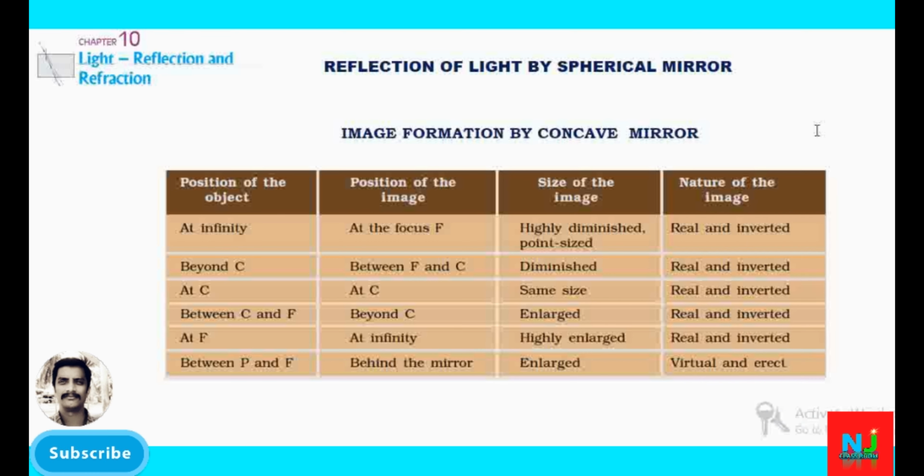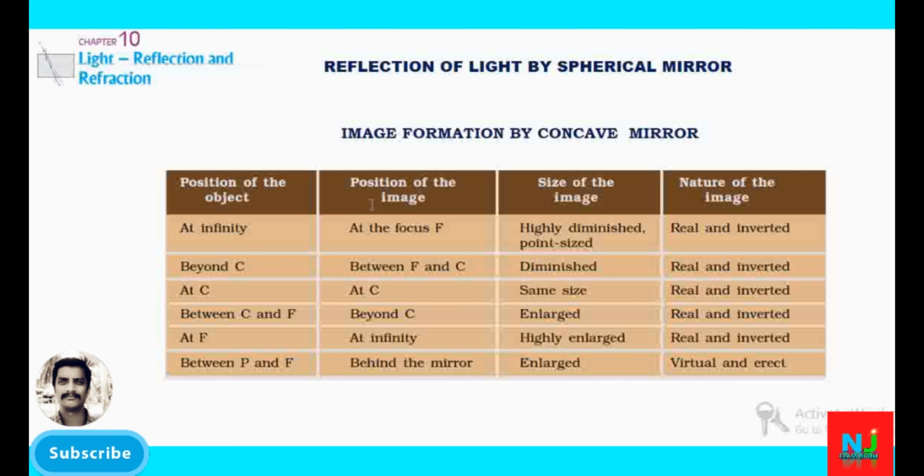Reflection of light by spherical mirrors. Before going to solve some exercise problems using some formulas related to the spherical mirrors, first we have to know where the image is formed by both concave mirror and convex mirror. This is the table given for different positions of the object. The image is formed at different points with respect to the position of the object, as well as the size of the image and also the nature of the image.